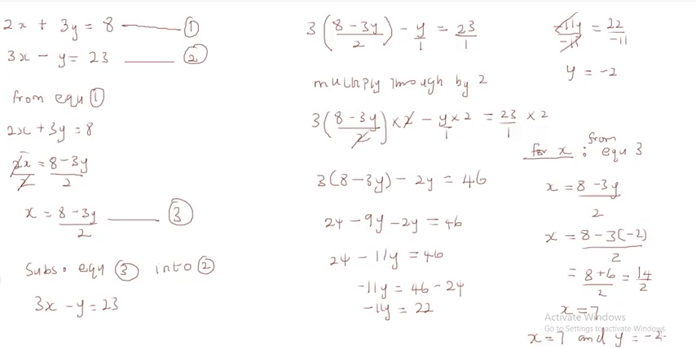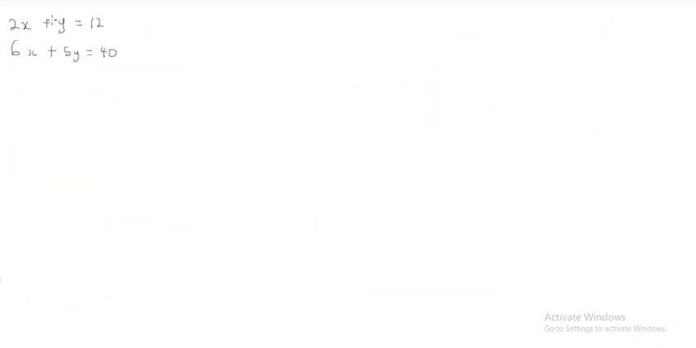Let's look at another example under the substitution method. The first step is to name the equations. This is equation 1, this is equation 2. The next step is to get the variable I want to use as my subject of the formula. In this case, let's say I want to use y. I'll be using equation 1 to make y the subject of the formula. So from equation 1, I have 2x plus y is equal to 12. If I'm looking to make y the subject of the formula, I'll be saying y is equal to 12 minus 2x. Let's call this equation 3.